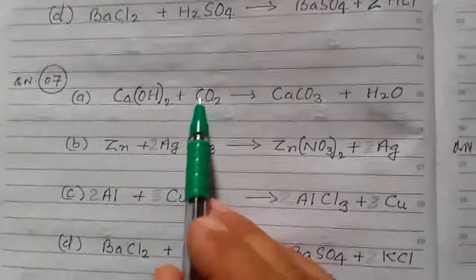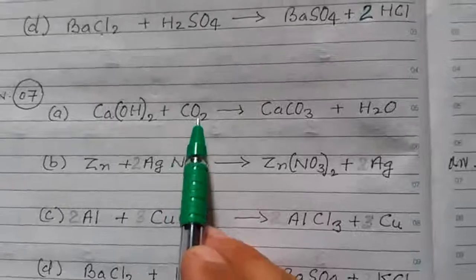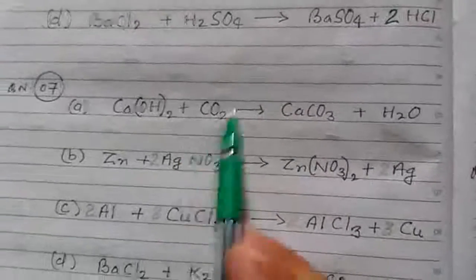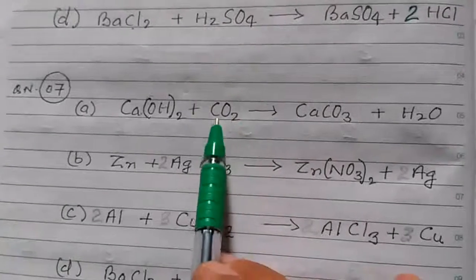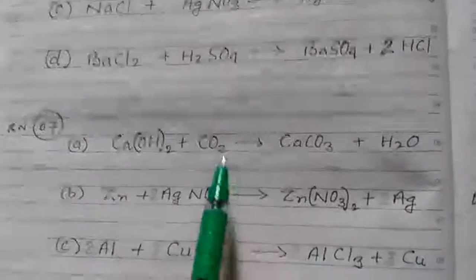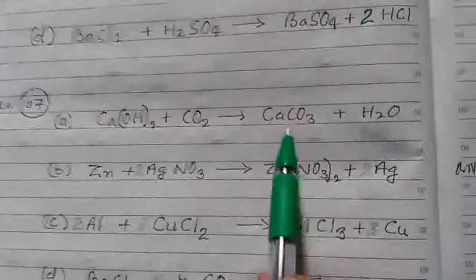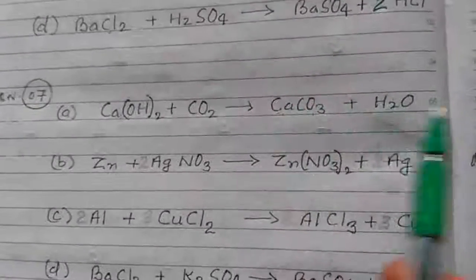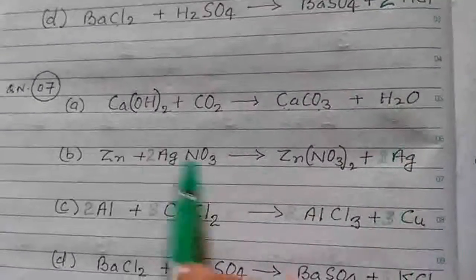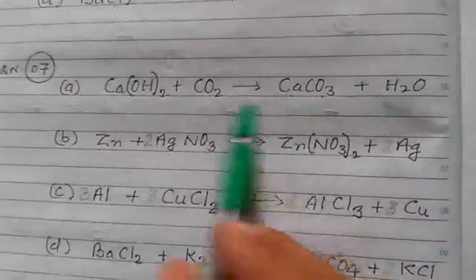Carbon dioxide, CO2: carbon has 4 valency, oxygen has 2. So when we write 4 or 2, we cancel it: 1 is to 2, 2 is to 4, 1 is to 2. Calcium carbonate: Ca is bivalent, carbonate is bivalent, so you can write CaCO3, and H2O. When you balance it, you will find that it is already balanced.